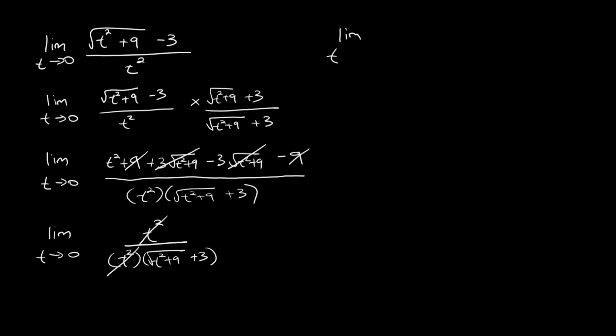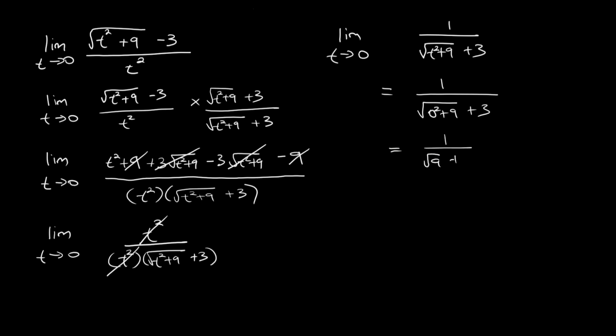We're left to find the limit as t approaches 0 of 1 divided by the root of t squared plus 9 plus 3. Now we can go ahead and do our direct substitution, and this becomes 1 divided by the square root of 0 squared plus 9 plus 3. Then this becomes 1 divided by the square root of 9 plus 3, or 1 divided by 3 plus 3, which makes our final answer 1 divided by 6, and that would be our limit for this problem.